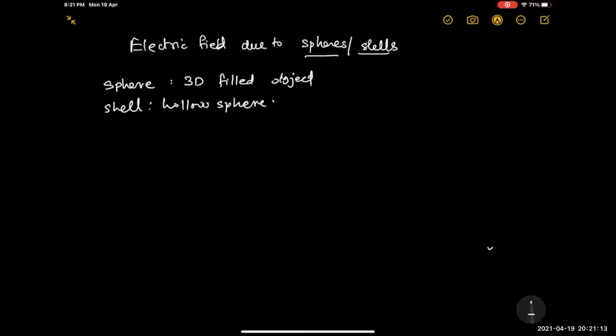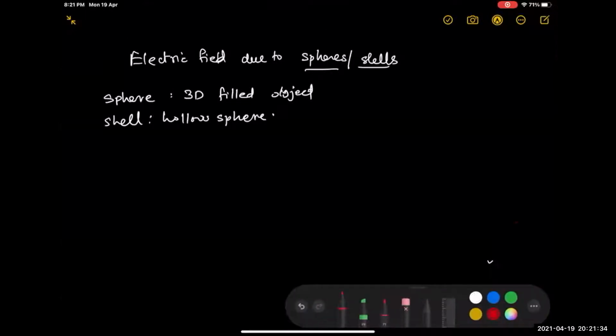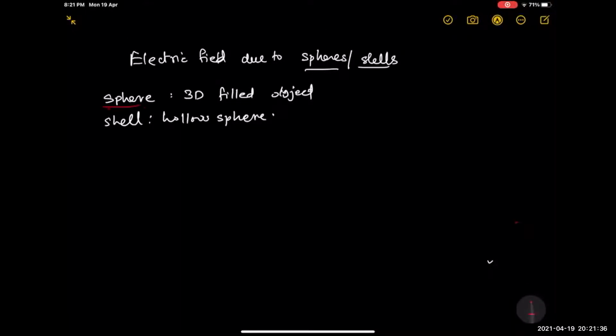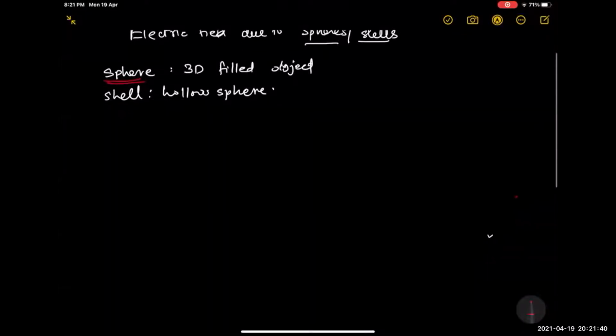Sir, why can't we just consider this as one dot at the center? Like a sphere or a shell, we can just take it as a dot at the center, and then we can make the electric field around it. Yeah, that's what we do. See, first we'll take the case of a sphere. A sphere is slightly complicated. A shell is very easy. So consider a sphere.